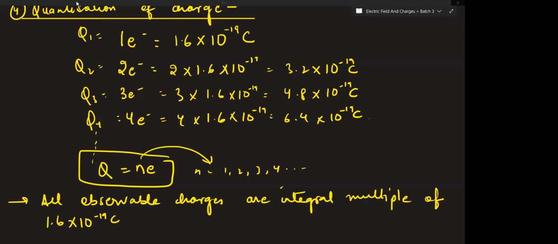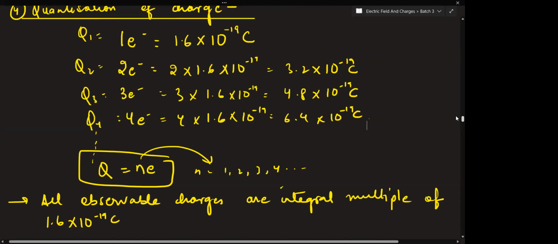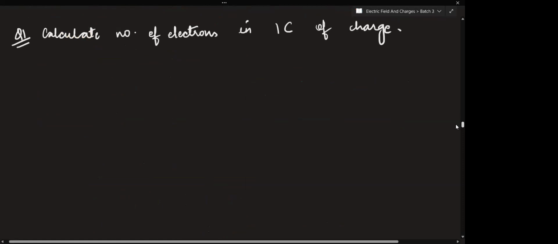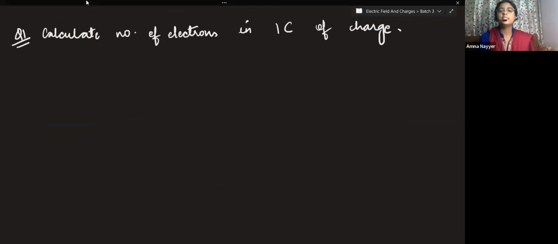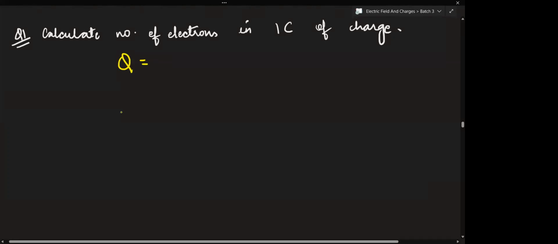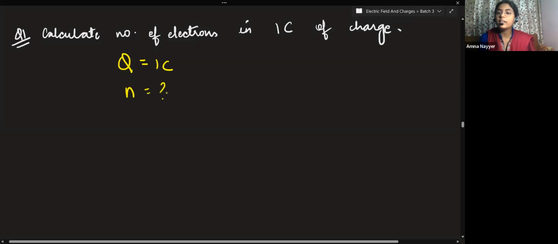Yes, ma'am, done. It says you have to calculate the number of electrons that are present in 1 coulomb of charge. So what is Q over here? 1. 1 coulomb. Perfect. And the number of electrons, we don't know that, we have to calculate.